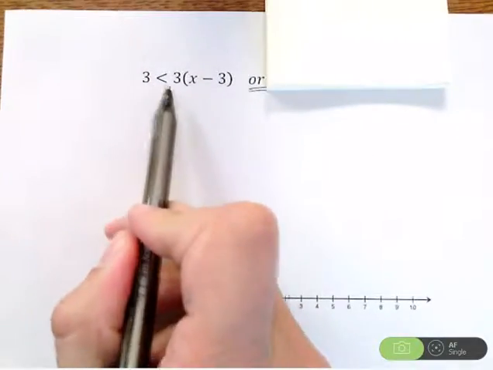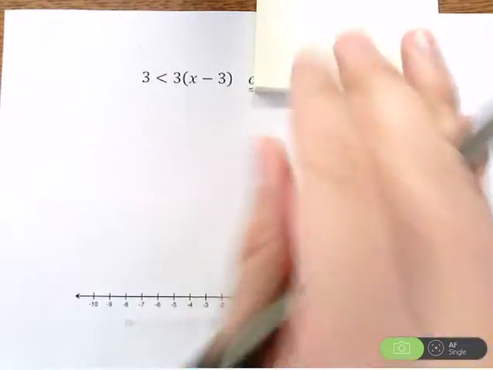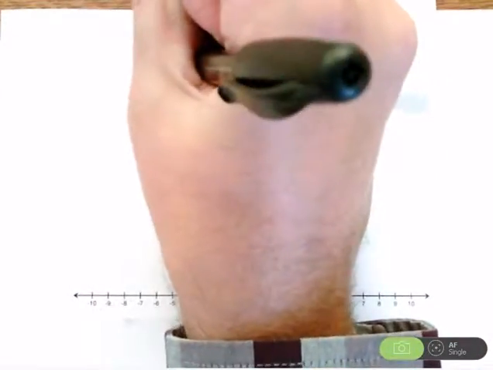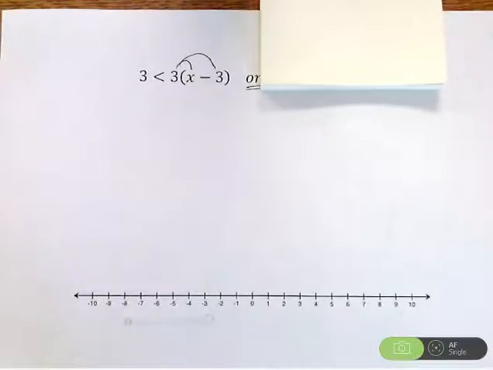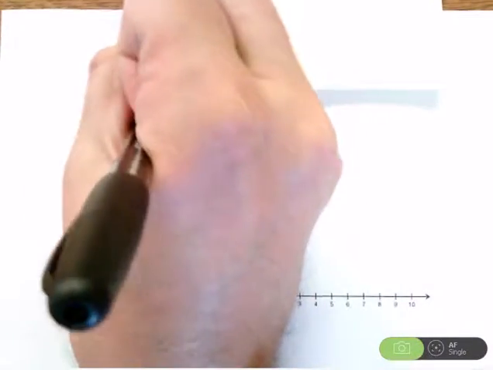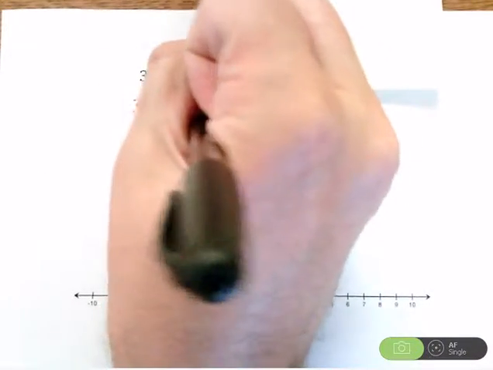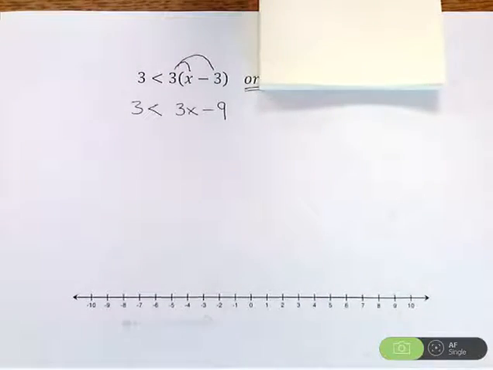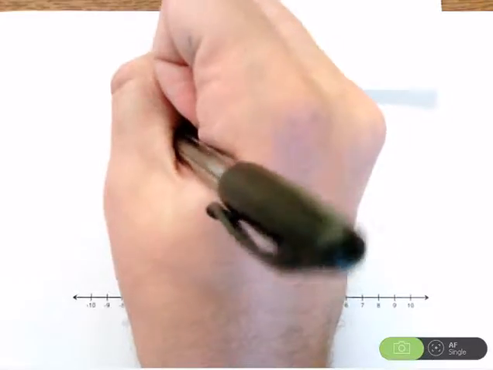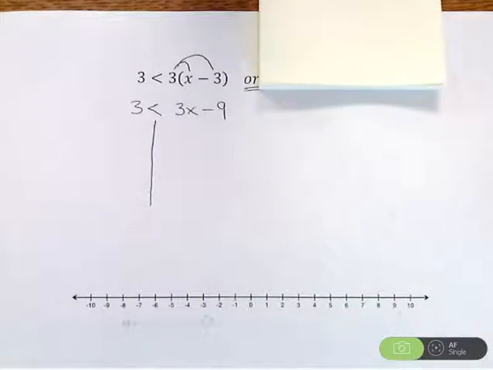So look at this first one. I see parentheses there, so I'm going to distribute. So I still have 3 over here. On the right side, I'm going to have a 3x minus 9. And then we need to solve that. There are no like terms to combine there, so solving.